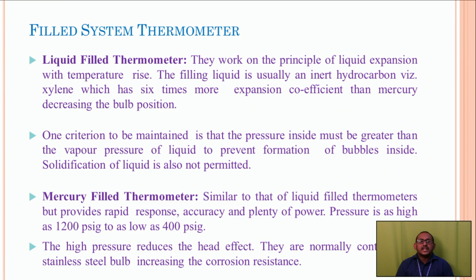Then the next type is the mercury filled thermometer. The mercury filled thermometer is similar to the liquid filled thermometer, but it provides rapid response, accuracy and plenty of power. Here the pressure is as high as 1200 psig and as low as 400 psig.